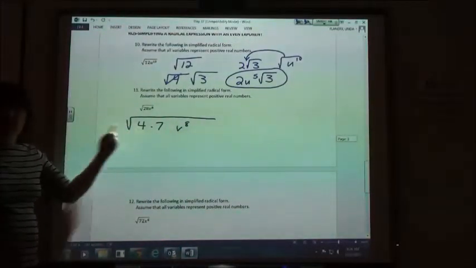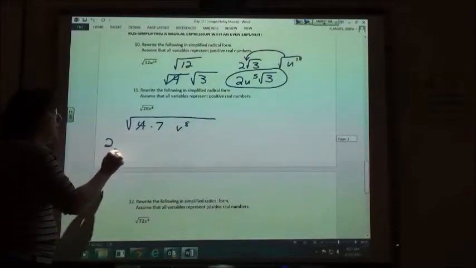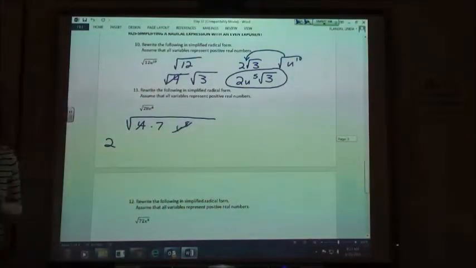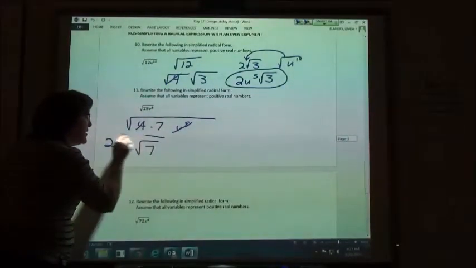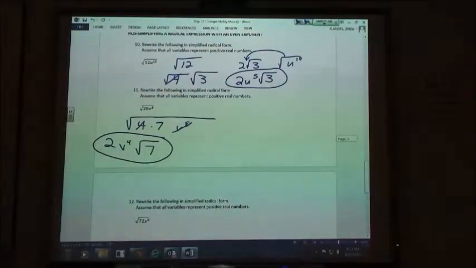The square root of 4 is 2. The square root of v to the 8th would be v to the 4th, and then that square root of 7 is going to stay on the end because I can't simplify the square root of 7. So 2v to the 4th times the square root of 7.